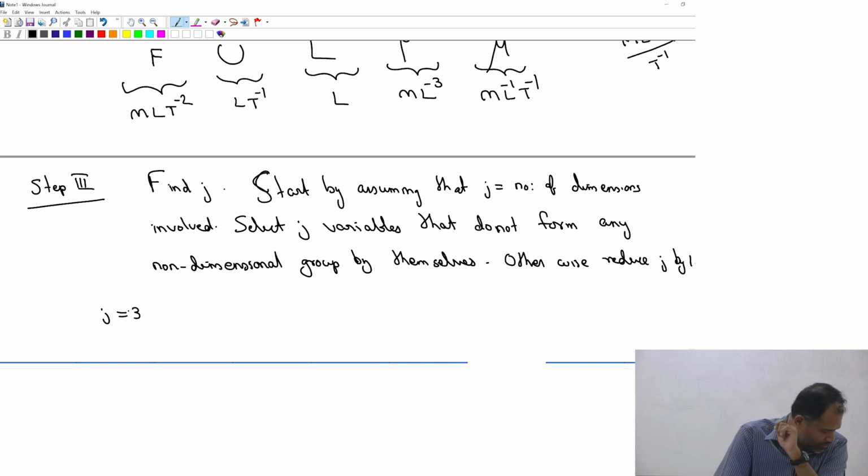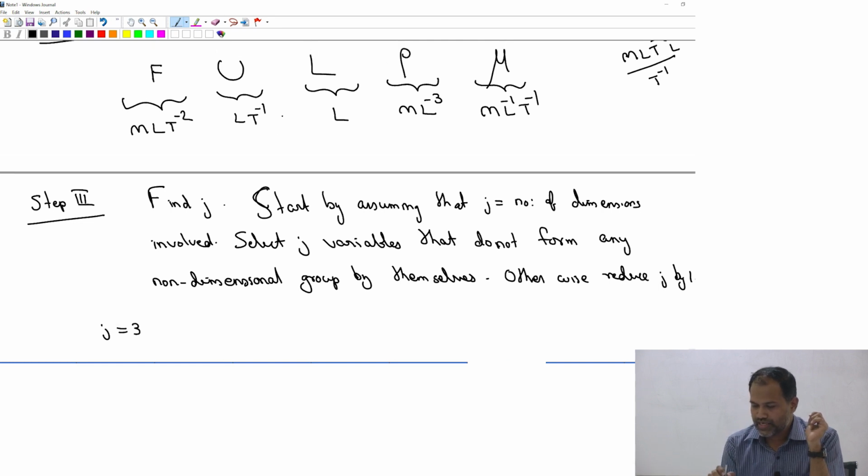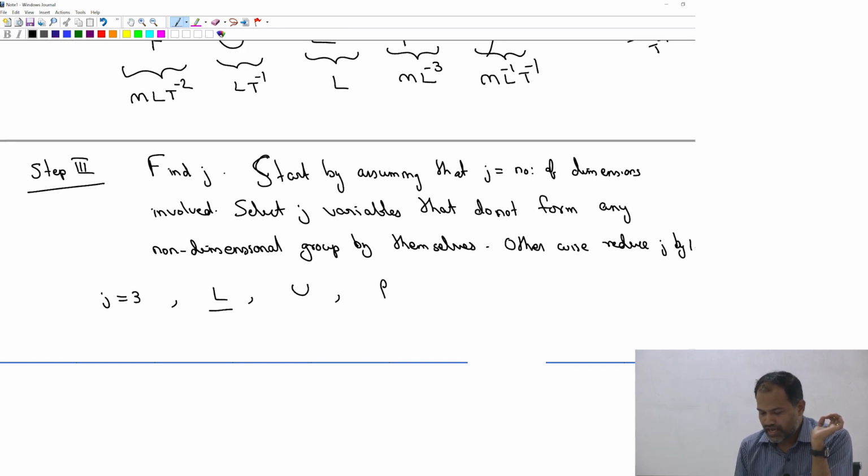Okay, so the 3 variables that I will select, I could select any 3 variables. So right now I am going to select length, velocity and density as the 3 variables. Now when I select them, what I need to ensure is that they do not form a non-dimensional number by themselves. So let's say if I select L, U, rho, so L has the dimension of length, U has the dimensions of L T inverse, and rho has the dimensions of M L to the power minus 3.